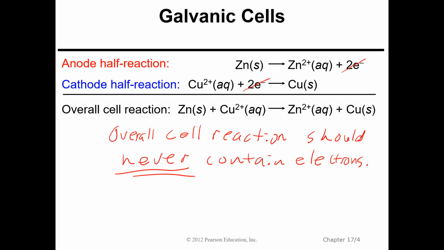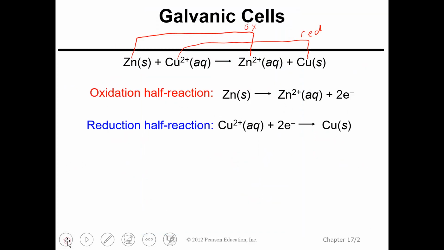Okay, so make sure when you're adding together an oxidation reaction and a reduction reaction that you cancel out your electrons, because the overall cell reaction should not have electrons in it. Okay, so if we look back at our oxidation and our reduction reactions, when we have an electrochemical cell, we have 2 parts to it.